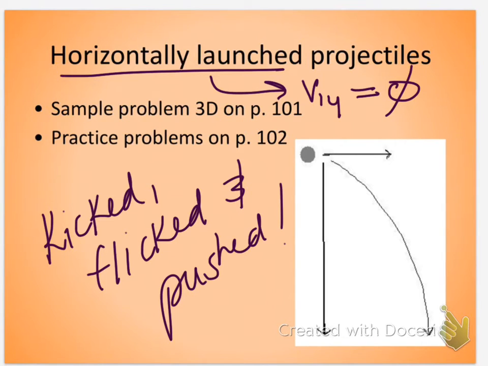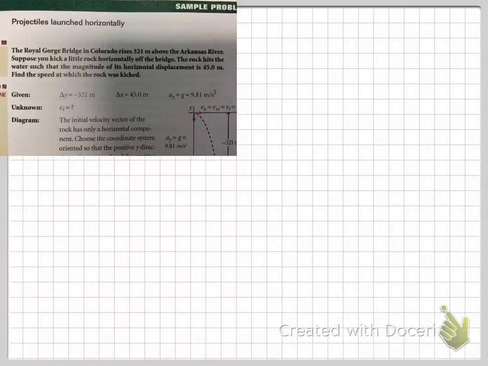All right, let's do the sample problem on 101. We're told that the Royal Gorge Bridge in Colorado rises 321 meters above the Arkansas River, and you kick a little rock off the edge. The rock hits the water such that the magnitude of the horizontal displacement is 45.0 meters. Find the speed with which the rock was kicked.